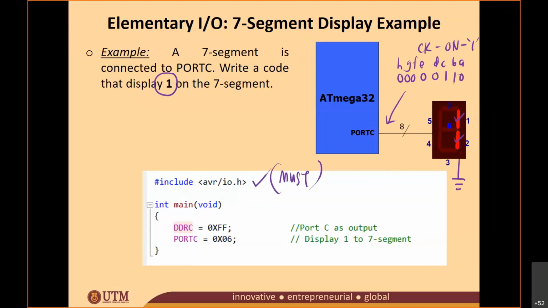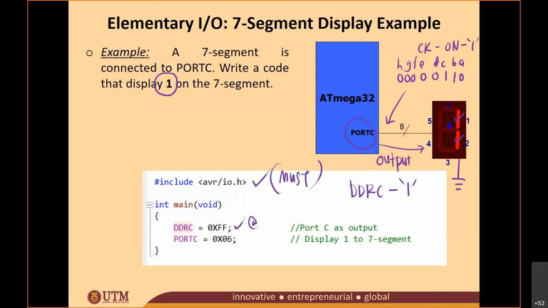Initialize your port C. Since port C is connected to a 7-segment display, you know that port C becomes an output port. So how do you make port C an output port? By giving 1 to your DDRC. Since all 8 bits of port C are connected to your 7-segment display, DDRC equals 0xFF.